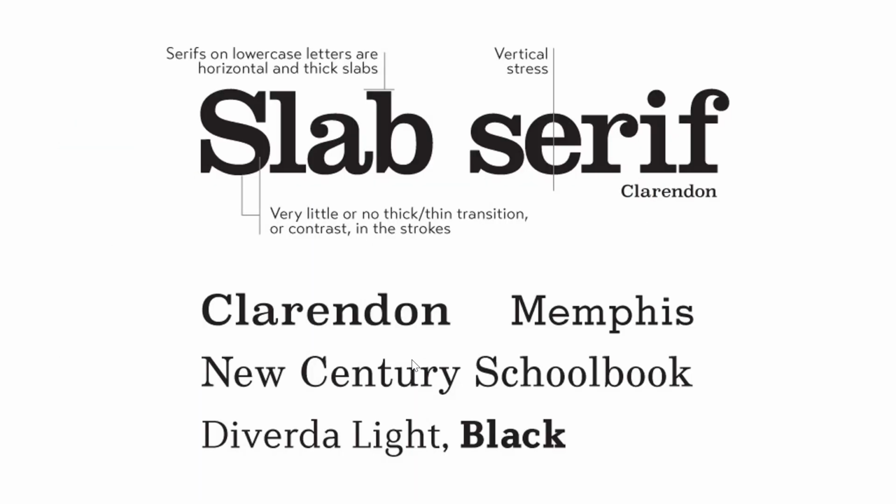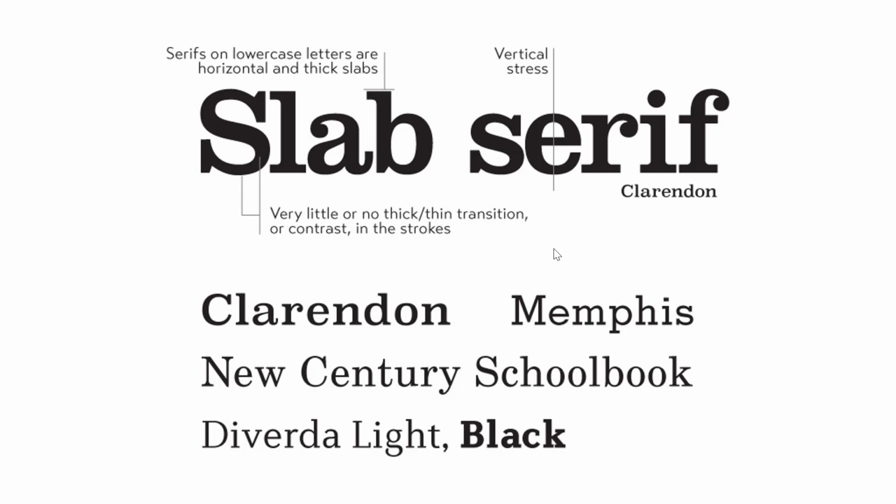So slab serifs, how do you recognize these? Well, these have very little thick to thin transition. Of course, they have the thick slabs, and the slabs are squared off. They're not at a diagonal, and they've got a vertical stress. So they're pretty easy to recognize.